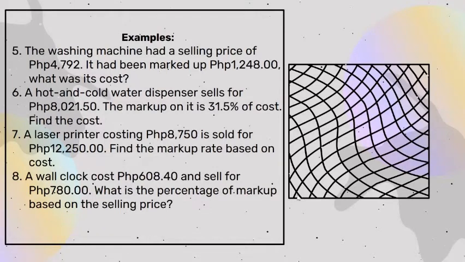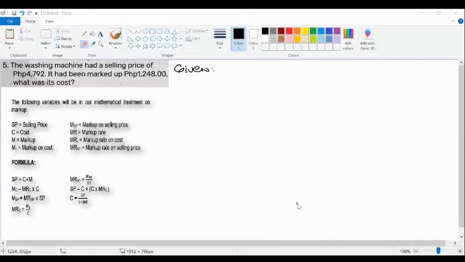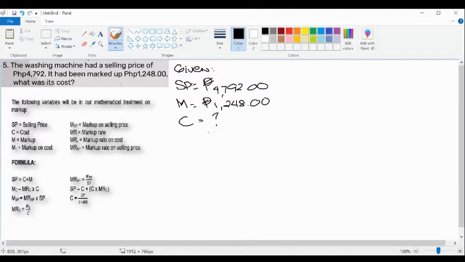Let's try more examples relating to markup problems. Example number 5. The washing machine had a selling price of 4,792 pesos. It had been marked up 1,248 pesos. What was the cost? So based on this problem, we have the following given. The selling price of the washing machine, that is 4,792 pesos, and the markup, that is 1,248 pesos. And we're looking for the cost.